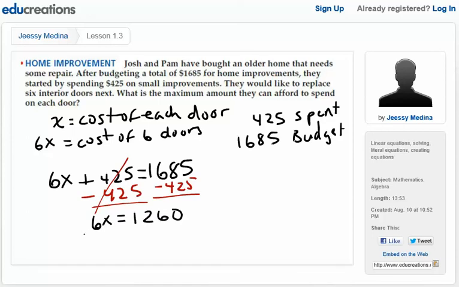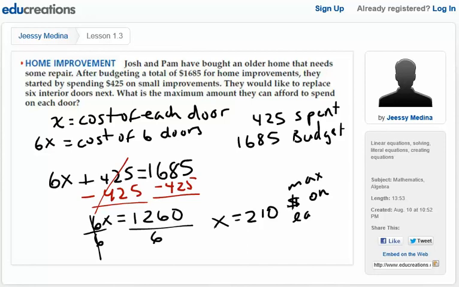And if I make a mistake, do please call me out, class, nice and politely. We're going to divide by 6 on both sides. That gets rid of that 6, and we get that x is equal to 210, I'm getting. So this is the amount of money, right, dollars, that you can spend on each door. Or, well, max dollars, if you don't want to go over budget. Right? And that's how you would solve this problem.